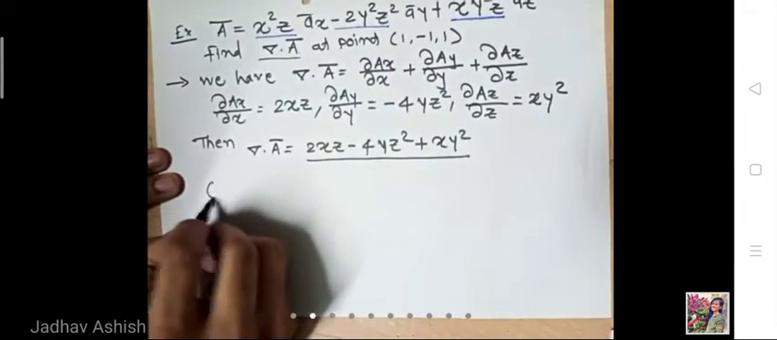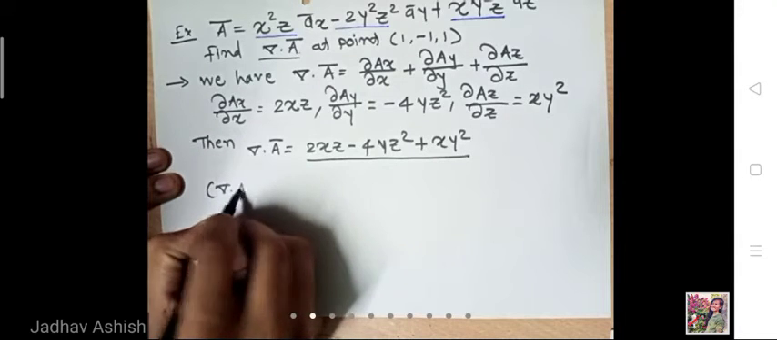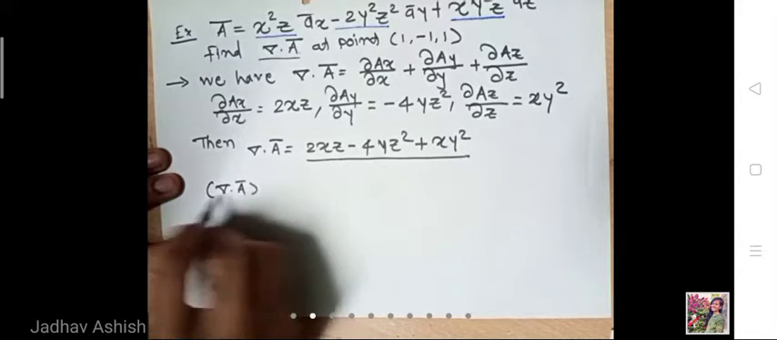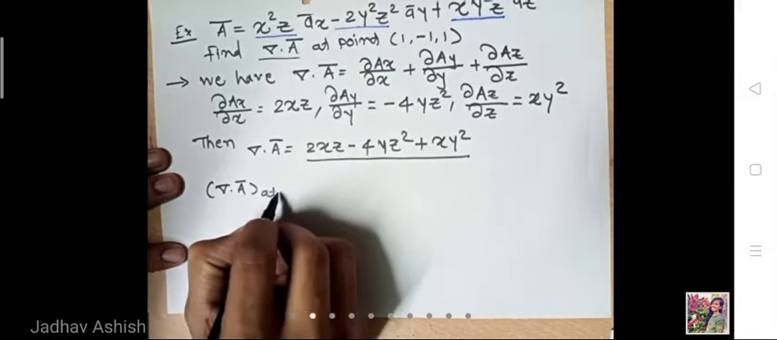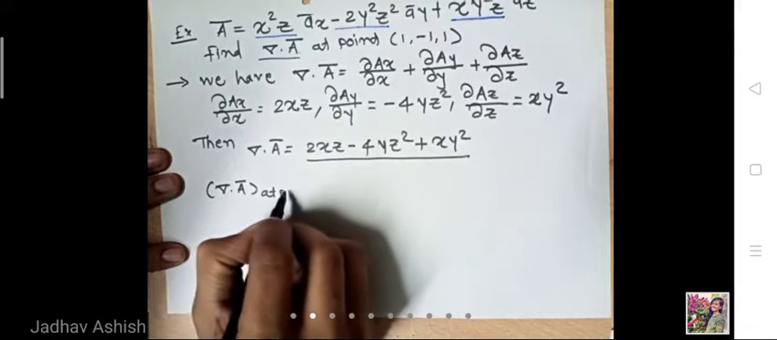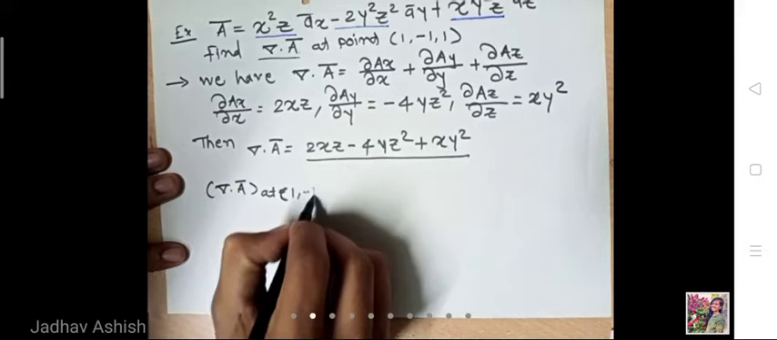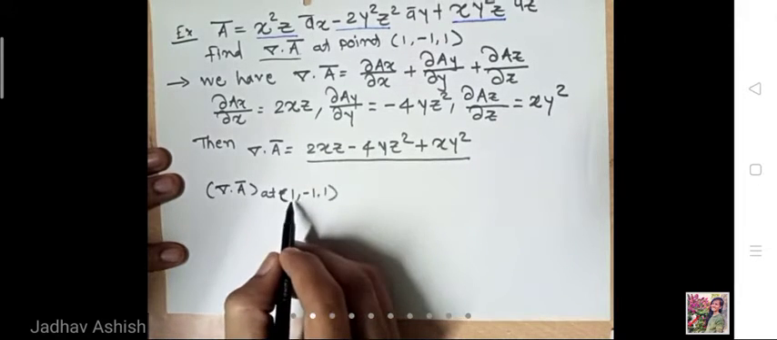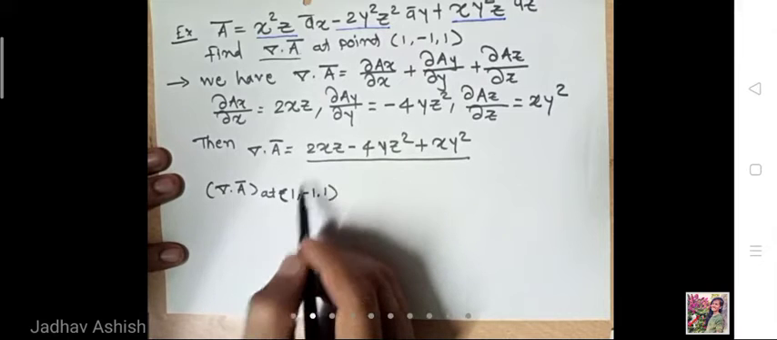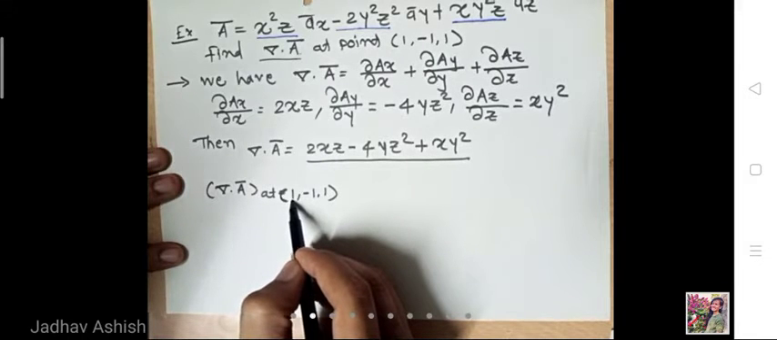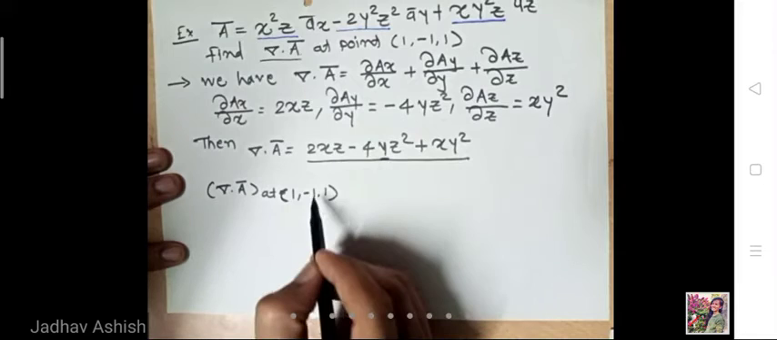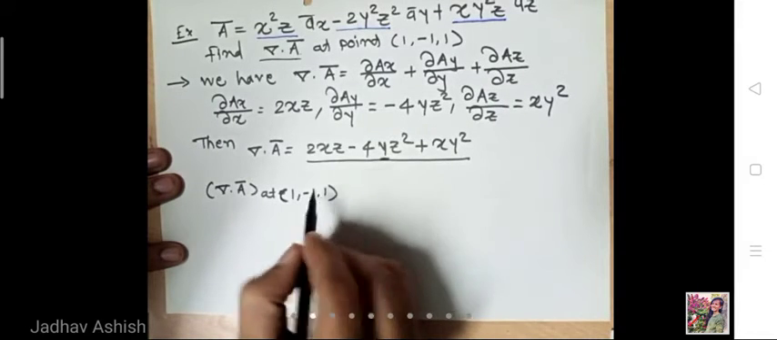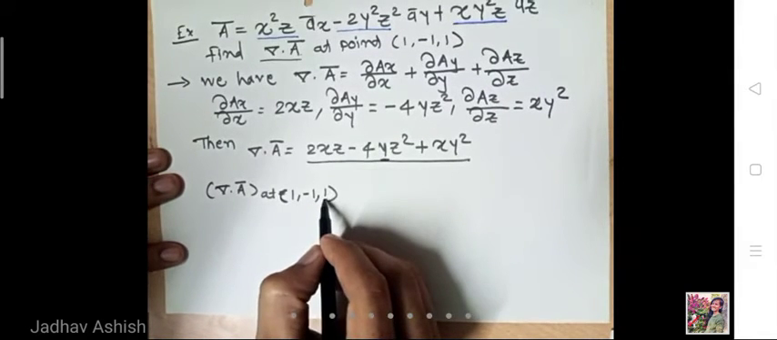So I can write here del dot A bar, that is divergence of A at point 1 comma minus 1 comma 1. So that simply means wherever you find x, you will have to put a 1. Wherever you find y, you have to put minus 1. And wherever you find z, you will have to put 1.